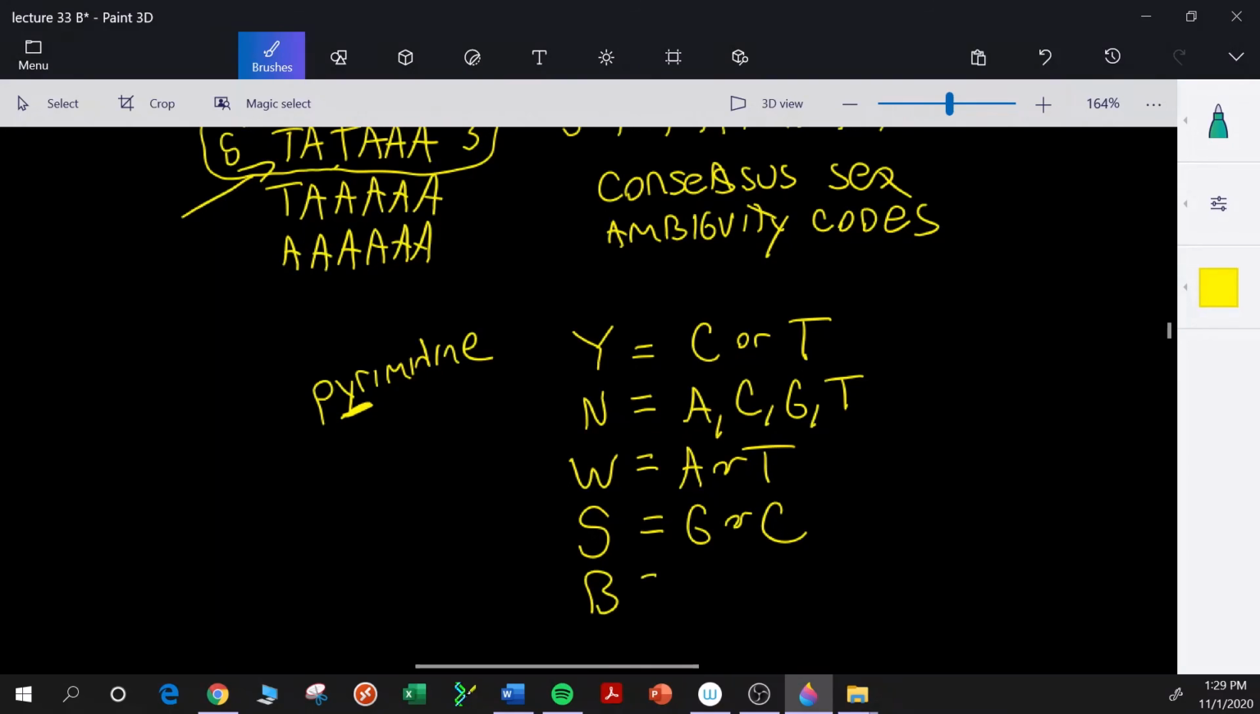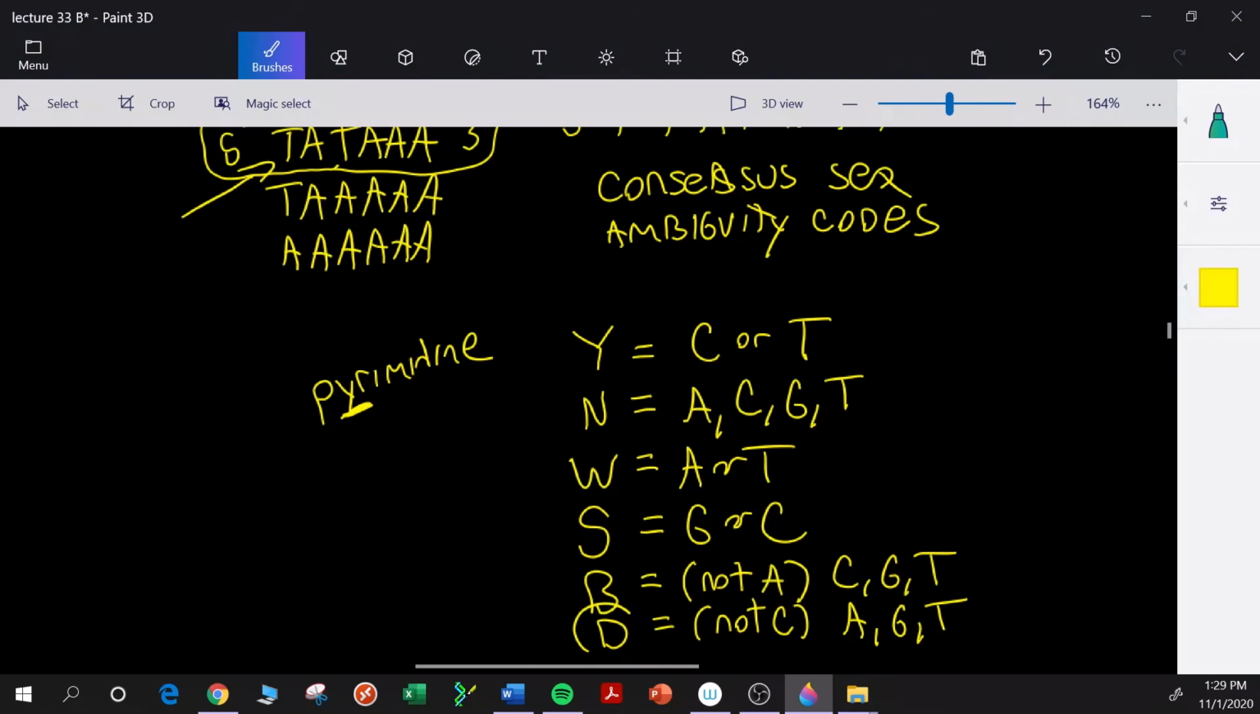Now, how about B? B is a neat one. It essentially means not A. So that could be what? C, G, or T. And D is another neat one. It means not C, so that can be A, G, or T. So if we wanted to say, at position 1 in a sequence, it can be an A, a G, or a T, well, we could use D.